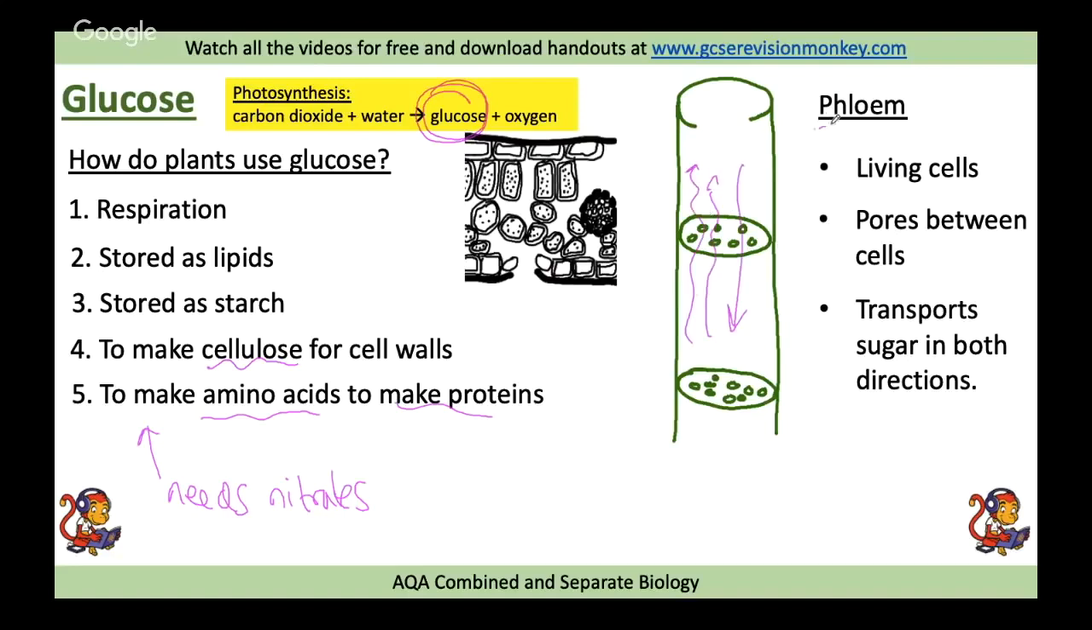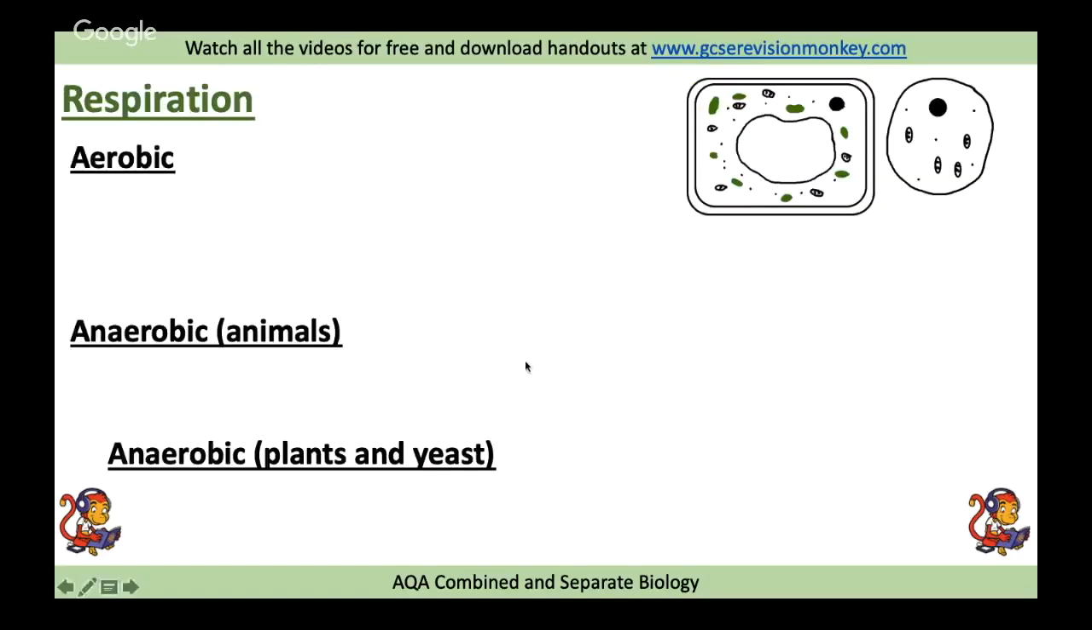So phloem transports the food, and the food is obviously sugar or glucose. And we call this process of moving sugars around translocation. Linking on to respiration then, there's aerobic respiration and anaerobic respiration that we need to be aware of. So definitely being able to recall these things is key.